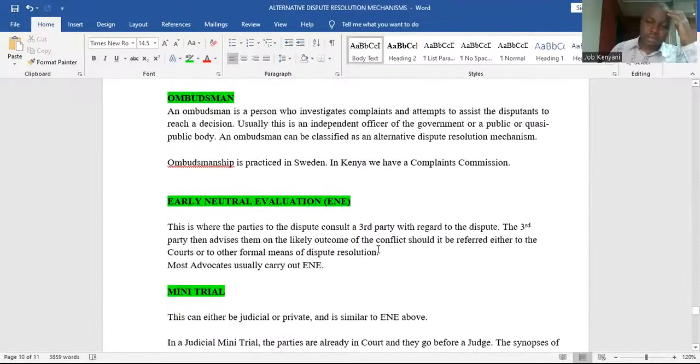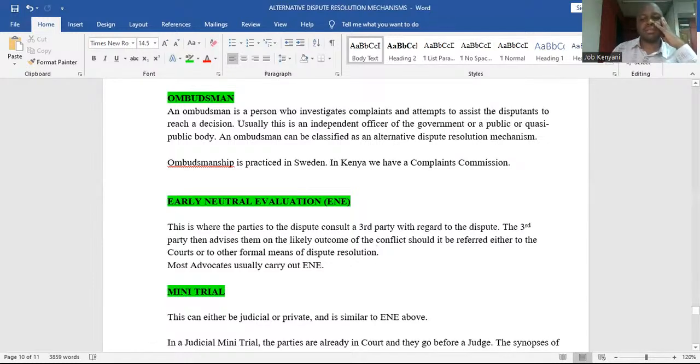When you talk about an alternative dispute, it is an alternative to resolving a dispute rather than having to go to the court. You'd rather opt for these methods we've mentioned here, rather than go to the court. That's why they are an alternative way of resolving a dispute.